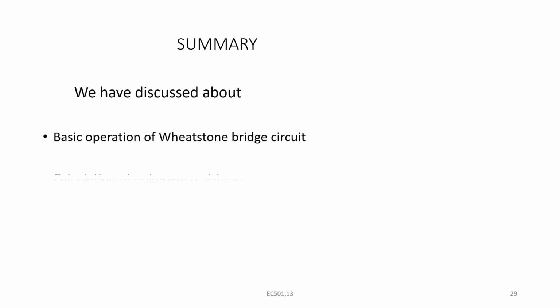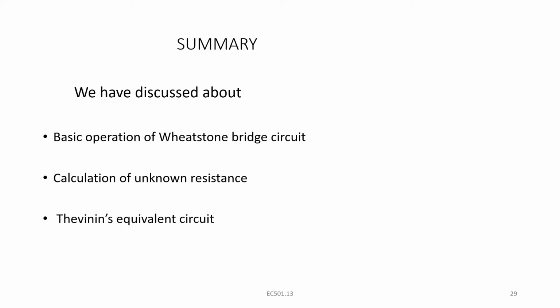So now we have seen the basic operation of the Wheatstone bridge, the calculation of the unbalanced resistance, the Thevenin's equivalent of the circuit. Basically, we have seen what a bridge circuit is. A bridge circuit is one which has 4 arms. If it's a DC bridge, we have the 4 resistors. If it is an AC bridge, we may have a resistor or an inductor or a capacitor.